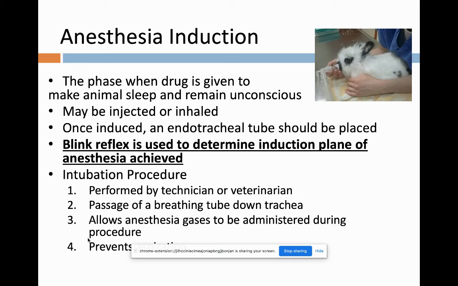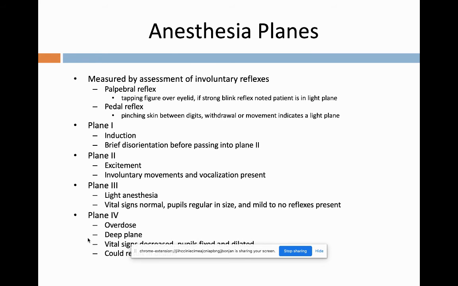I've mentioned that if the patient is intubated, we provide an artificial breathing tube down the trachea to be able to administer this gas and oxygen to the patient as well. As the patient's being put under anesthesia, we'll monitor the blink reflex to look and see what plane or phase of anesthesia the patient is in. Those planes are listed 1 through 4, with 1 being induction, 2 being a plane where the patient may be somewhat excited and some vocalization and movements present.